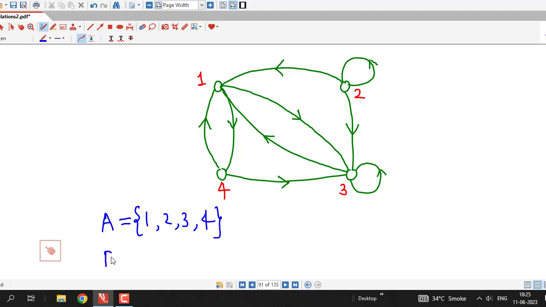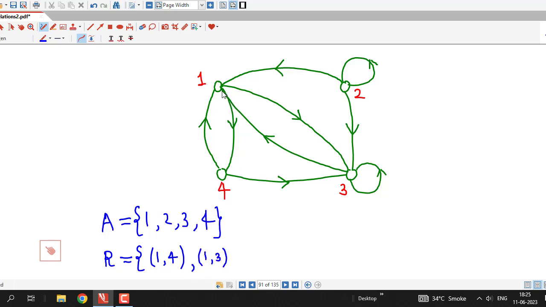And to write down the relation, we will start from 1. So from 1 there is an edge between 1 and 4. So that means 1 is related to 4. So let me write ordered pair 1, 4. Then there is an edge between 1 and 3 also. So I am writing ordered pair 1, 3.